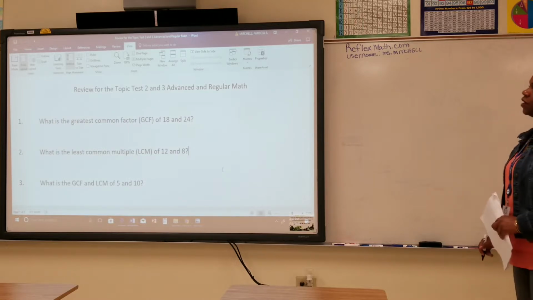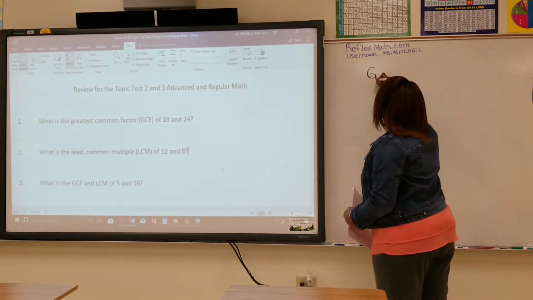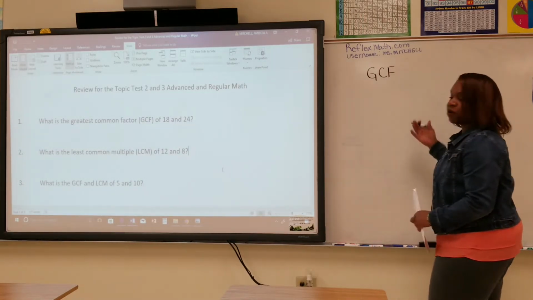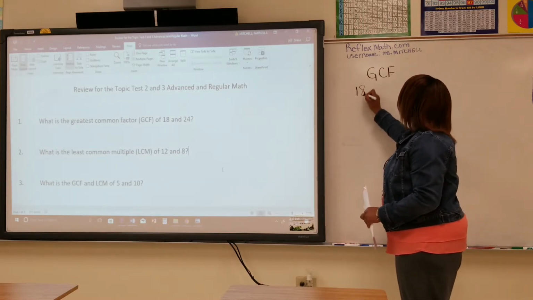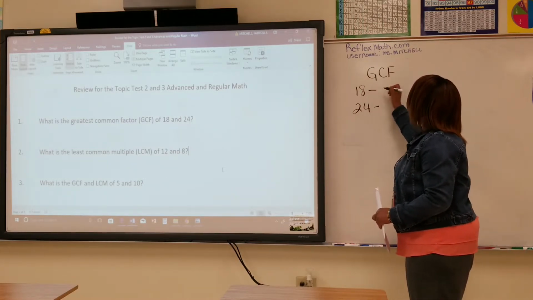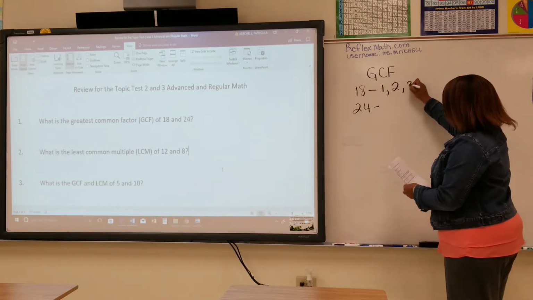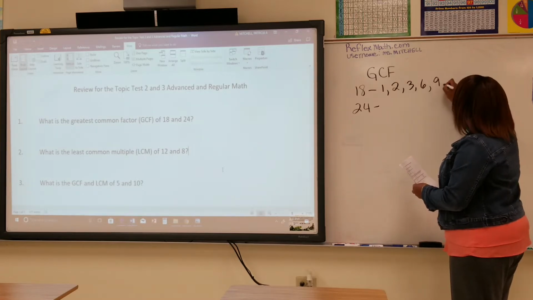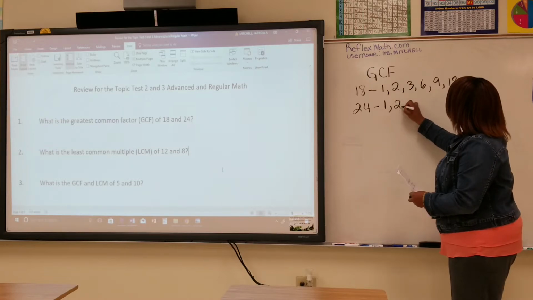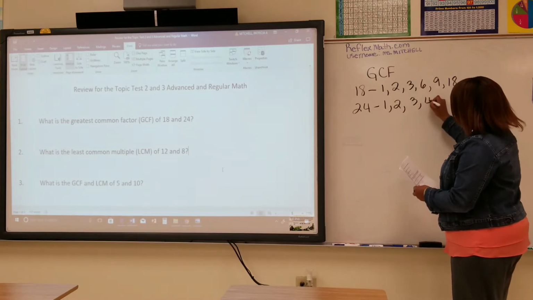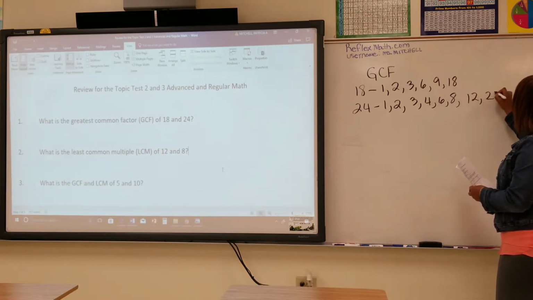All right, number 1, what is the greatest common factor of 18 and 24? So we are looking for the GCF, or the greatest common factor of 18 and 24. The factors of 18 are 1, 2, 3, 6, 9, and 18. The factors of 24 are 1, 2, 3, 4, 6, 8, 12, and 24.